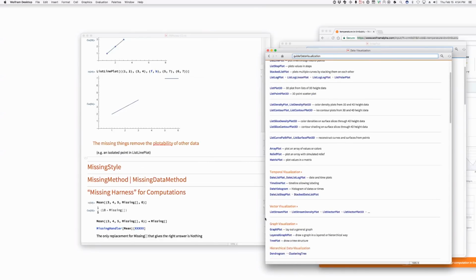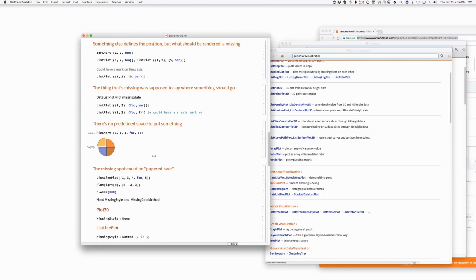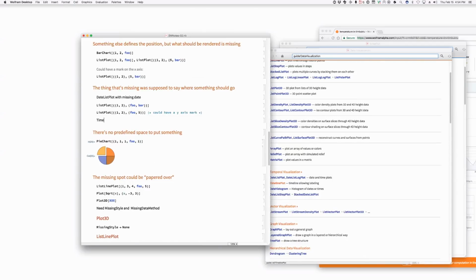Okay, let's take a look at some of these other ones here. Timeline plot. You're basically just out of luck if you don't have a date. That's a case where things missing was supposed to say where it should go. So in this case, timeline plot without a date. Again, could imagine a pool, basically.